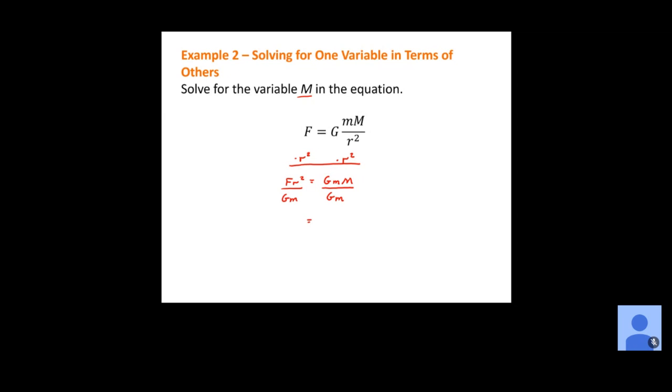And so now, again, we can't really do anything with any of these variables. We can't simplify this fraction because none of them are like terms. And so all we're left with is F times r squared divided by G times m, and that's going to be equal to capital M. And at that point, we are done. We've isolated the capital M, and we know what it's equal to in terms of the other variables.